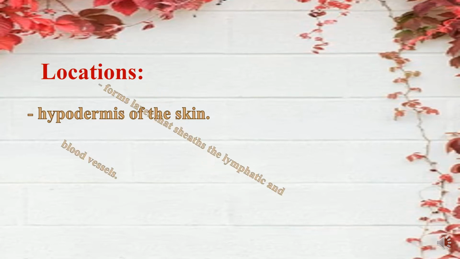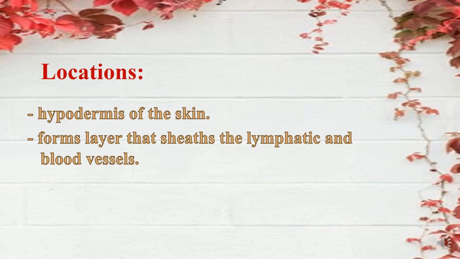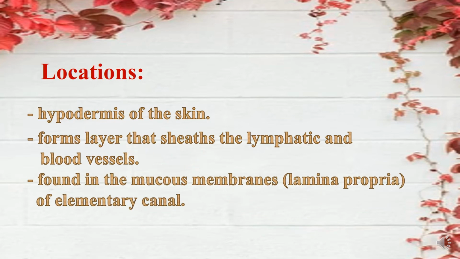نلاحظ أهم المواقع اللي تواجد بها اللوس connective tissue in hypodermis of the skin. بالسكن بعد طبقة الإبيديرمس والديرمس تيجي طبقة الهايبوديرمس اللي هي عبارة عن loose connective tissue. Also form layers that sheath the lymphatic and blood vessels. أيضا نلاحظها تحيط الأوعية الدموية والأوعية اللمفاوية. Also found in the mucous membranes وبالأخص طبقة الlamina propria of alimentary canal.